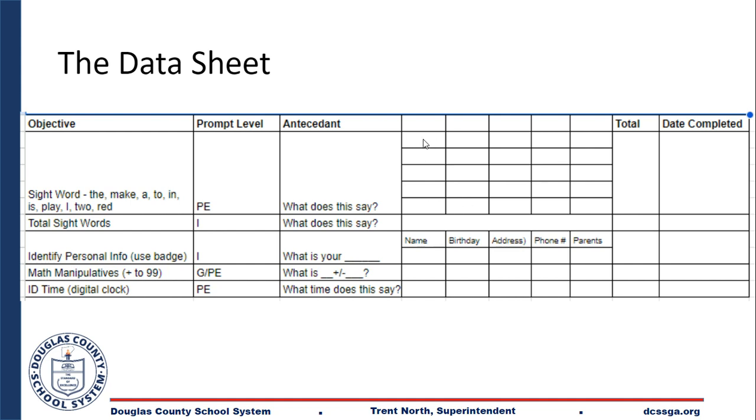This is where we collect the data. You put a plus or a minus here. So in this one, you have 5 boxes for data, 5 boxes for data, 5 boxes for data here. There are some times where you might need to label what the data is. So the objective for this student for identifying personal information said that they needed to identify their name, birthday, address, phone number, and their parents' names. So then I would just put a plus or minus under each of those, whether they got it right or wrong. And then you have where you'll count your total, and we count that as a percentage, and then the date you collected that data.